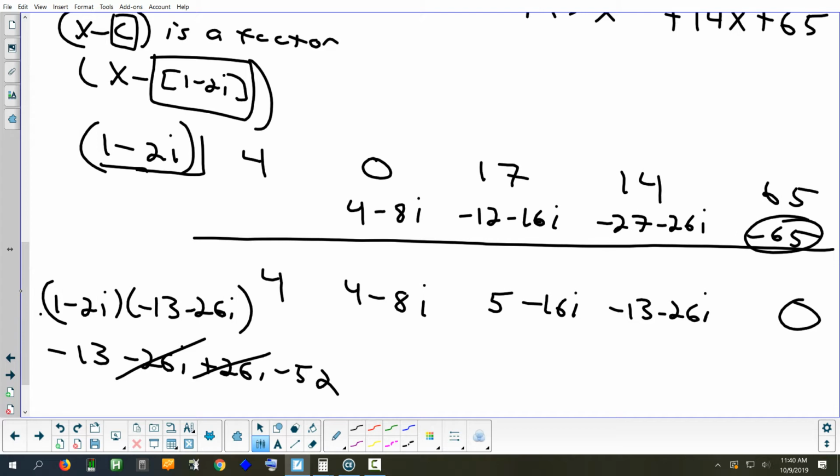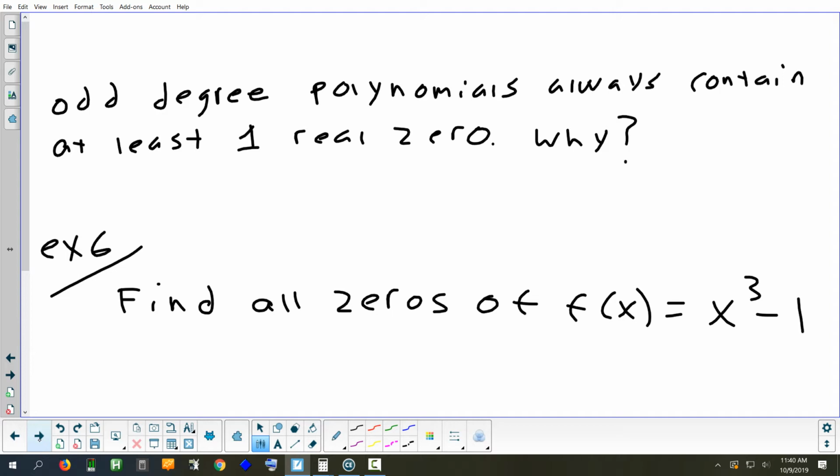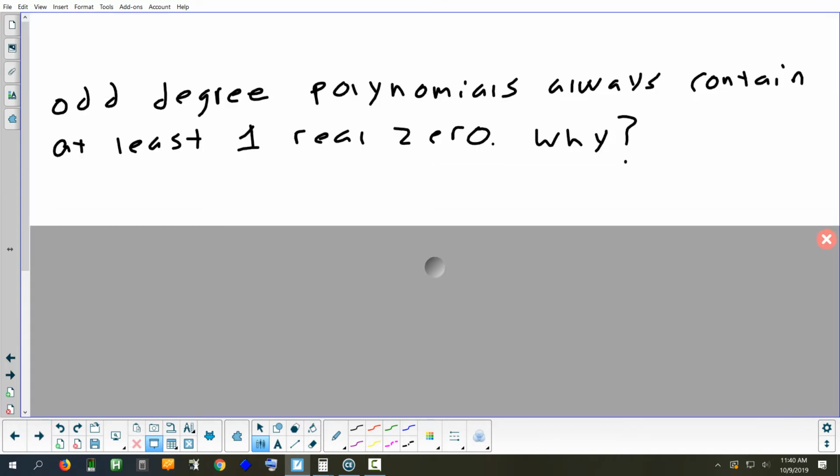Thinking one word you could say, just because a graph goes on forever in opposite directions, doesn't mean that it passes through the x-axis, unless the graph is continuous. So polynomials are continuous. One goes up, one goes down. You're going to have to pass through the x-axis somewhere, at least once. That's the reason why. Great.